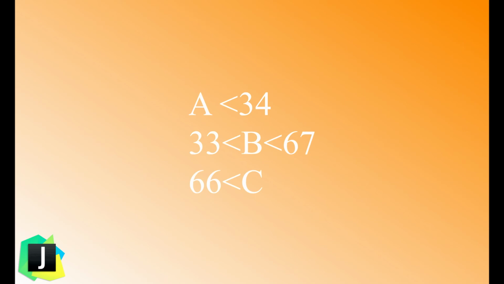Category A is all the numbers smaller than 34. Category B is all the numbers from 34 to 66. And category C is all the numbers bigger than 66. I will provide the solution in a couple of seconds, but you can pause the video here to try this on your own.